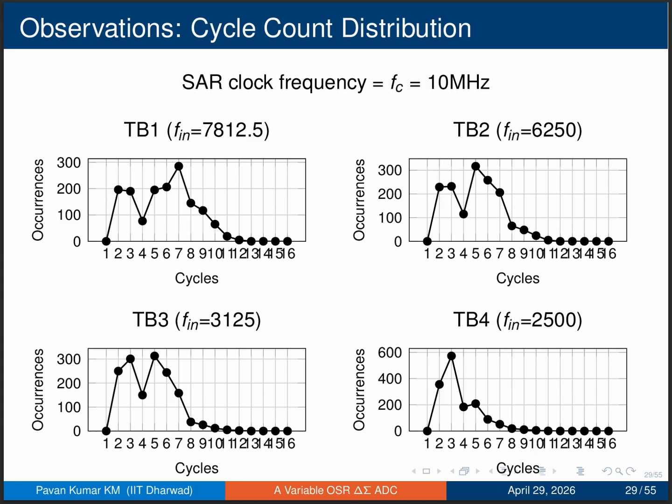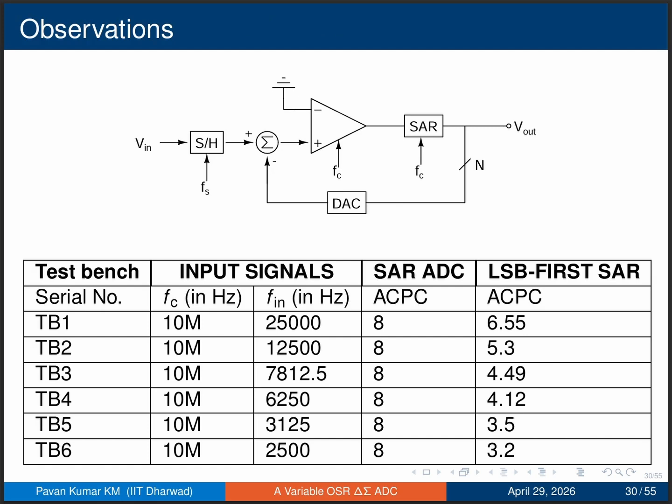So this architecture was tested for a controller frequency of 10 megahertz for different input signal frequencies. With the decrease in the input signal frequency, we can observe the average cycles per conversion are reducing. It is listed in this table. The average cycles per conversion keep reducing with the decrease in input signal bandwidth.